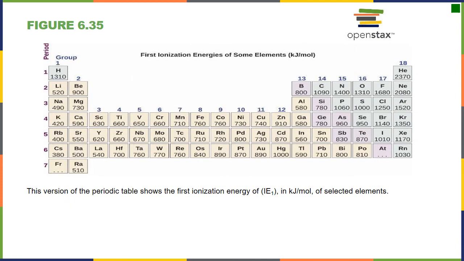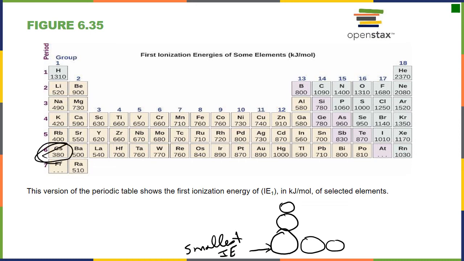So how does this look? Well, we know our radius is going to increase going down and then decrease going across, so it's going to be largest here, which is going to be the smallest ionization energy, which is consistent with this data over here. And if we go over to here, these are going to be our smallest elements, and we are going to have the largest ionization energy. So again, as the radius goes down, the ionization energy goes up.